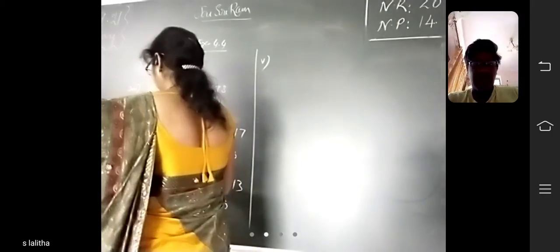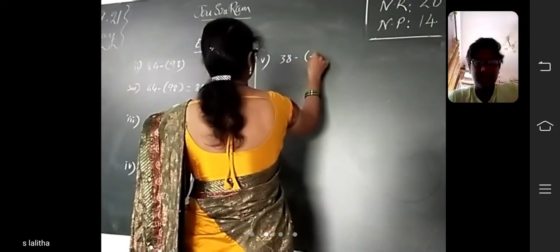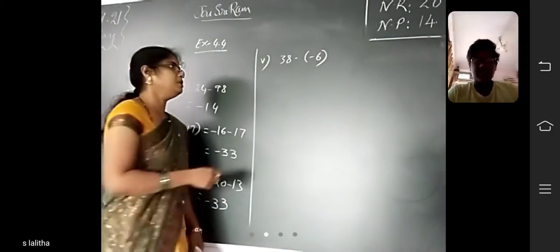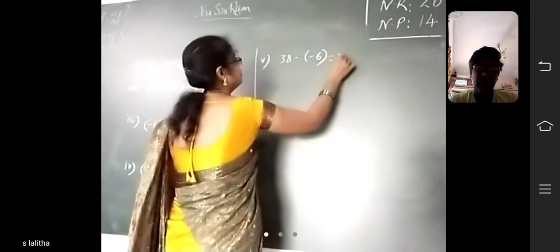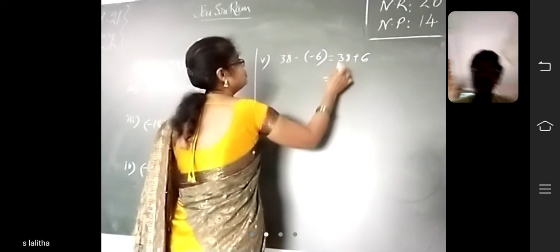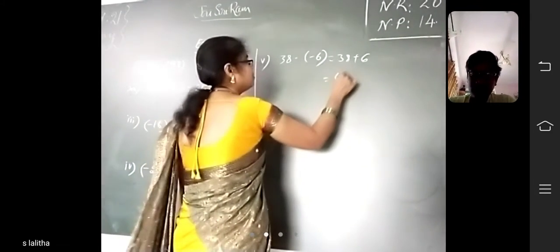Next, fifth one. 38 minus of minus 6. 38 minus of minus 6. That means what? Remove the brackets. 38 minus of minus plus 6. So 38 plus 6. How much? 44.